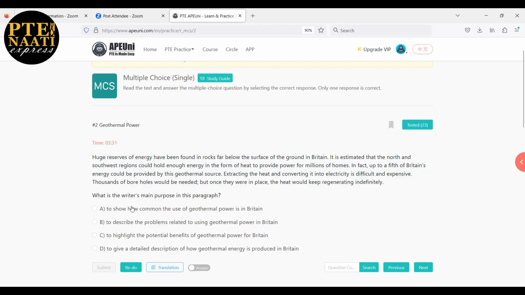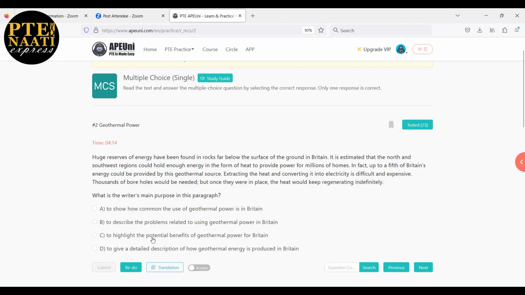So the first one, no. To describe the problems related to using geothermal power. Actually, problems. It is talking about difficult and very expensive. Thousands of boreholes would be needed, but once they were in place, it would keep regenerating indefinitely. So it says thousands of boreholes, extracting heat, difficult and expensive. But to describe the problems relating to using geothermal power, no, actually that is not a problem. If we do this, we can regenerate it.